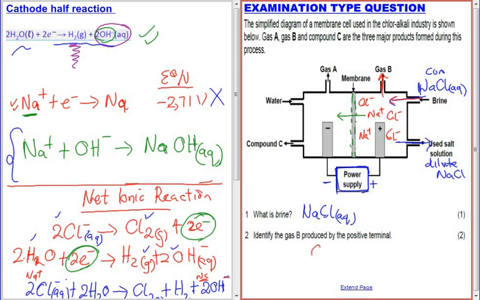We know that it will be chlorine because this is what happens at the anode. Then we get Cl2 plus the 2 electrons. We talked about this. So which gas is this? It is chlorine gas. Very easy to answer.